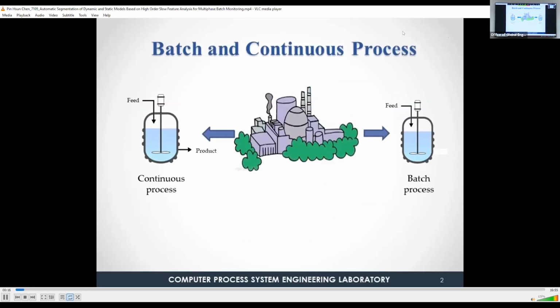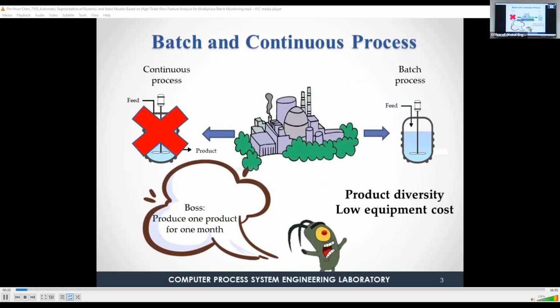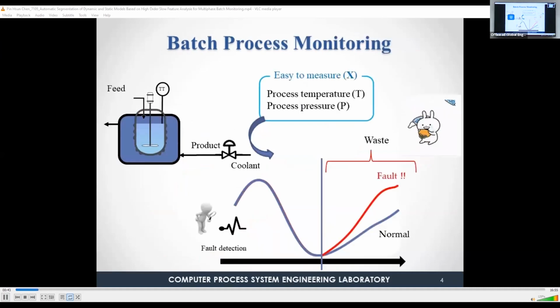The chemical process can be broadly divided into batch process and continuous process. However, the diversity of products is getting higher and higher, and different products may be produced every month. In this case, the batch process will be used, because the batch process has higher variability and a lower equipment cost than continuous process. And batch monitoring is a very important issue.